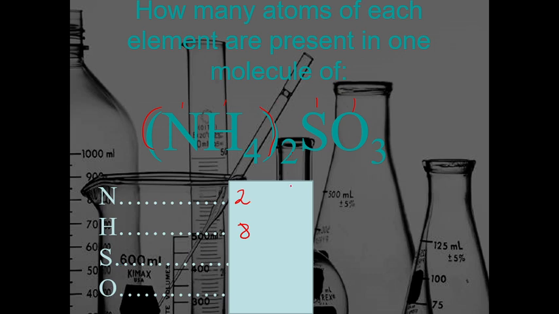Then sulfur. How many sulfurs do we see? I only count 1. There's 1 sulfur, because this subscript 3 over here only applies to the oxygen. If there were brackets, then this 3 would apply to the sulfur. So how many oxygens do we have? We have 3 oxygens. So basically that is that.